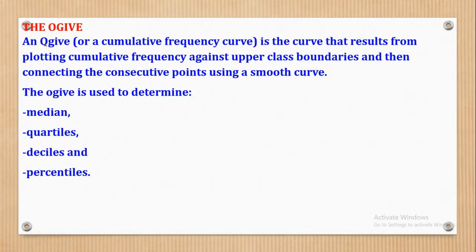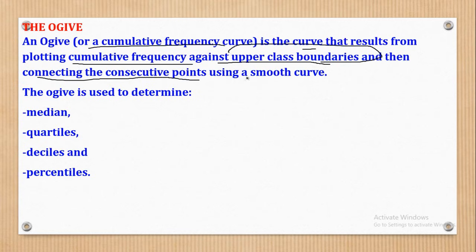So now we have been dealing with calculations. Now we shall go to what we call an OGIVE. An OGIVE, or cumulative frequency curve, is a curve that results from plotting cumulative frequency against upper class boundaries. Note this word, upper class boundaries, and then connecting the consecutive points using a smooth curve. And this OGIVE is used to determine median, quartiles, deciles, and percentiles.